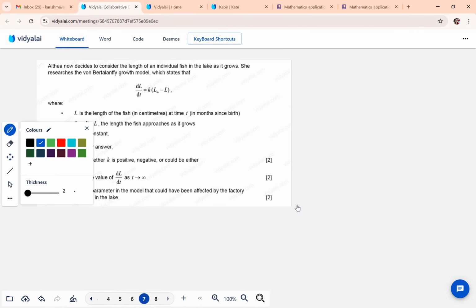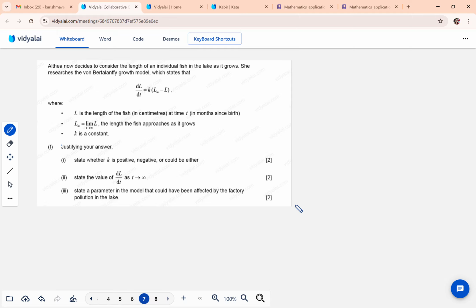Althea now decides to consider the length of an individual fish in the lake as it grows.